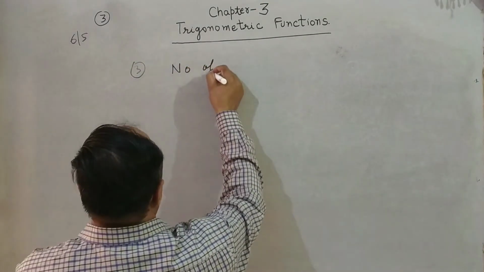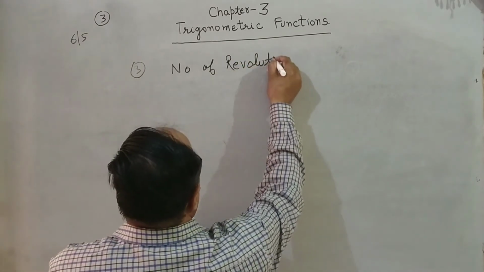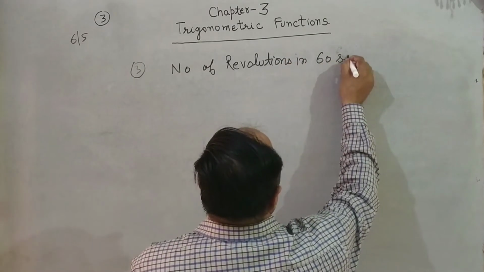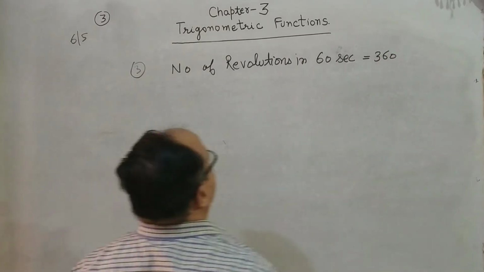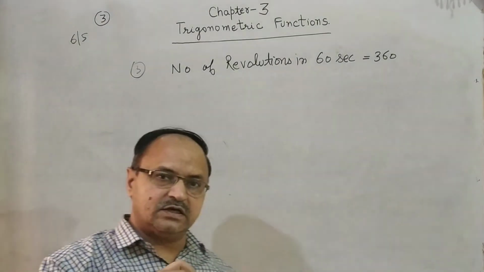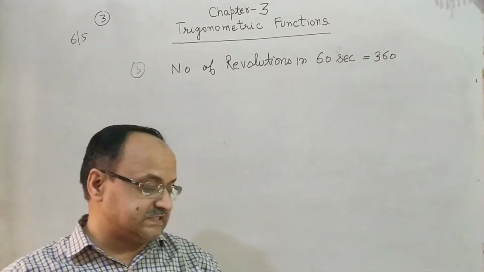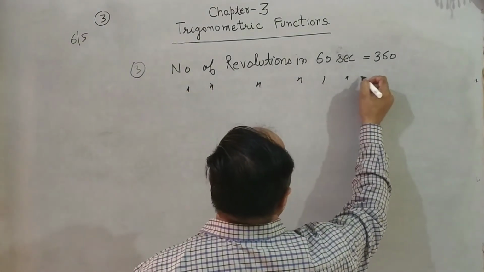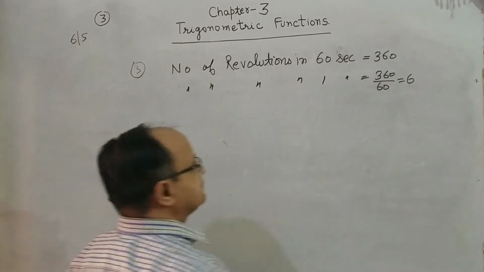Number of revolutions in 1 minute. 1 minute means 60 seconds. In 60 seconds, the number of revolutions is 360. Now can you tell me the number of revolutions in 1 second? In 1 second, the number of revolutions is 360 by 60, that is 6 revolutions.